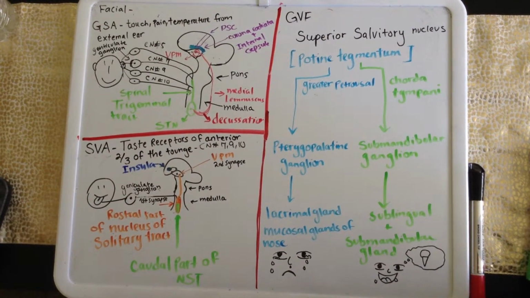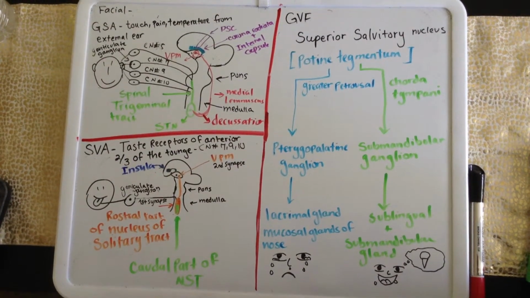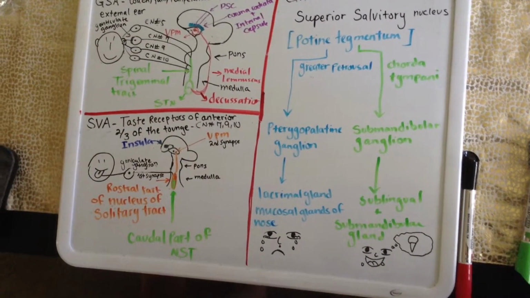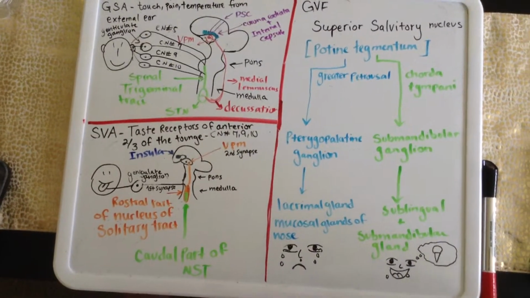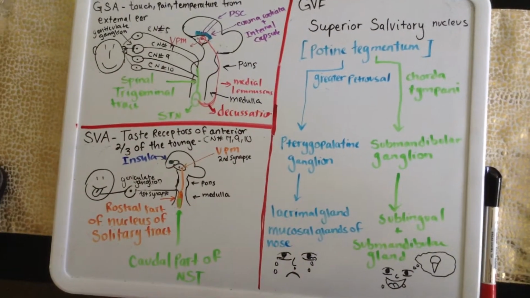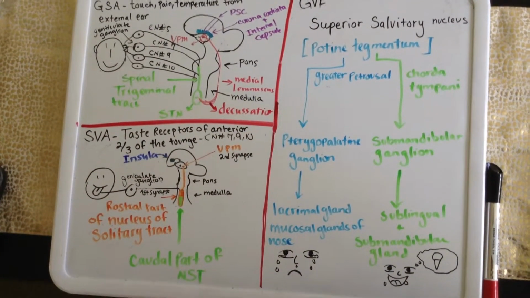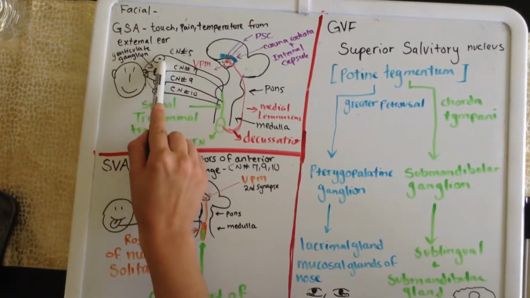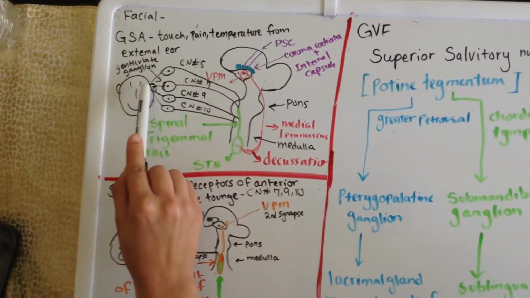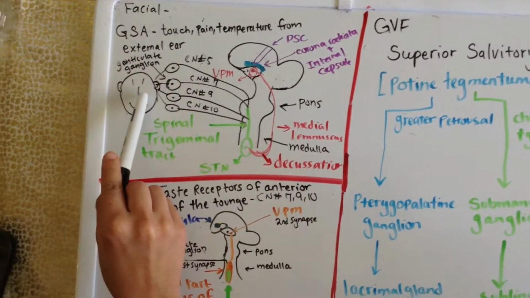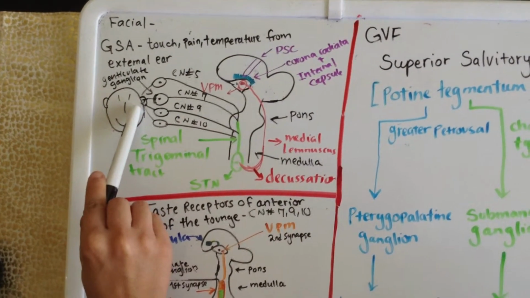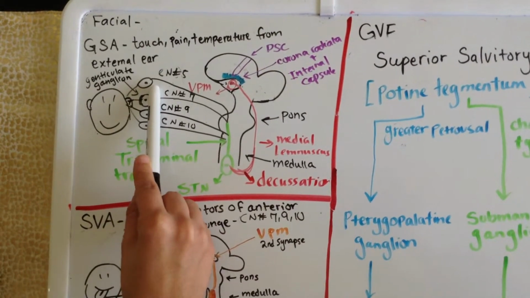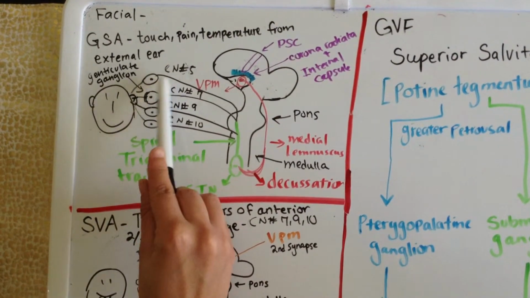Keep in mind that for this pathway there are also cranial nerves 5, 9, and 10 that go through the same pathway. Their GSA goes through the same pathway for touch, pain, temperature from external ear. So here we have cranial number 5. It detects pain or touch or temperature from the external ear, and it will go to its respective cell bodies located in the trigeminal or semilunar ganglion.